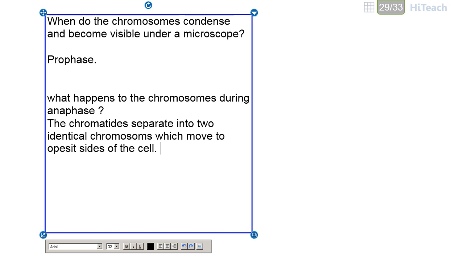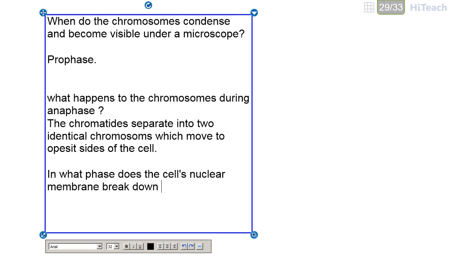The last question: in what phase does the cell's nuclear membrane break down? In which one? That is in prophase.